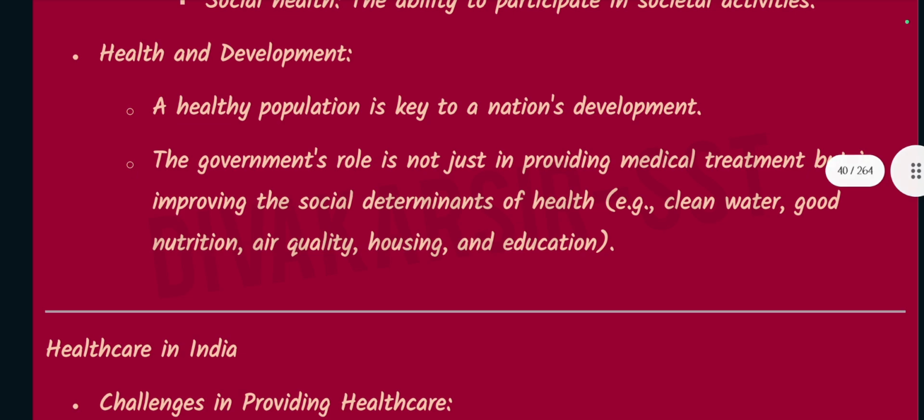Health and development. A healthy population is key to a nation's development. The government's role is not just in providing medical treatment but in improving the social determinants of health: clean water and good nutrition, air quality, housing, and education.